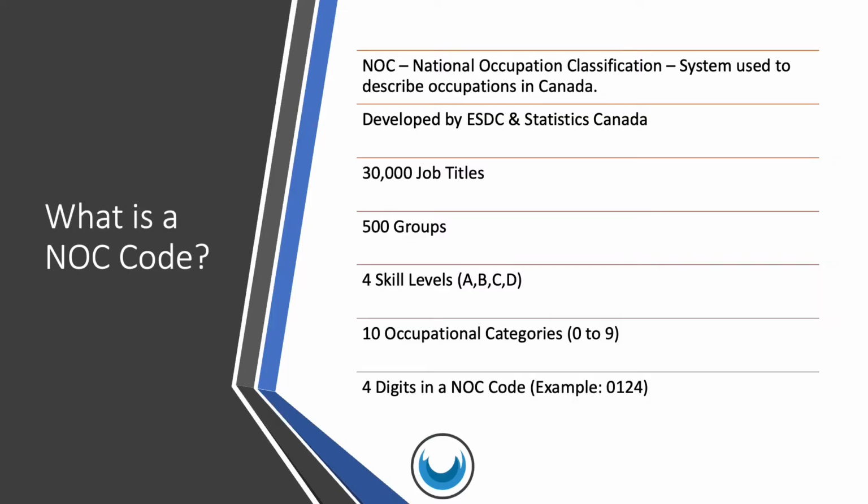The most important takeaway for you from this slide would be understanding two things: that there are 10 different occupational categories and the numbers go from 0 to 9. We're going to talk about that in the next slide. And there are 4 different skill levels, which is A, B, C, and D. And I'm going to teach you how to look at a NOC code and figure out what is the occupational category and what is the skill level.